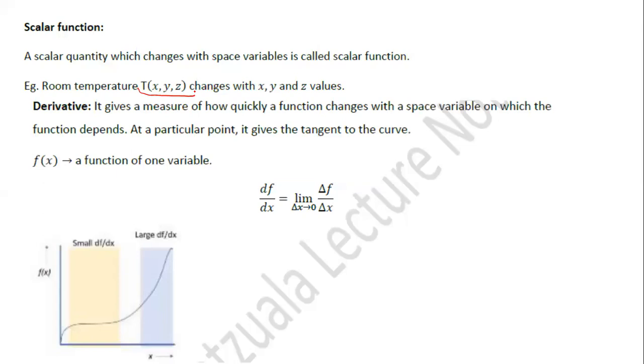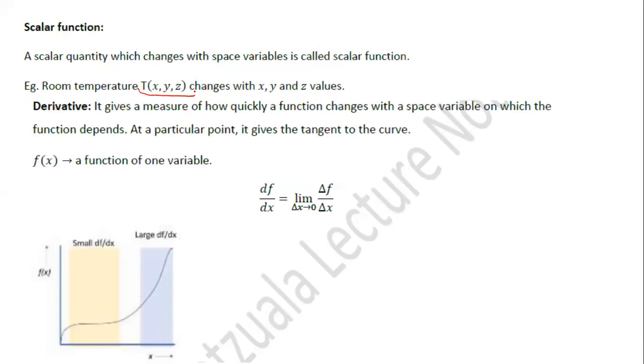Suppose you are sitting at your table and your body is generating heat. Just near your body surface, the temperature might be a little higher, but if you move a little away from your body surface, the room temperature will fall slightly, by a very small fraction of a degree Celsius. So it depends on where you are measuring the x, y, and z value. Those kinds of scalar quantities which vary with space are called scalar functions.